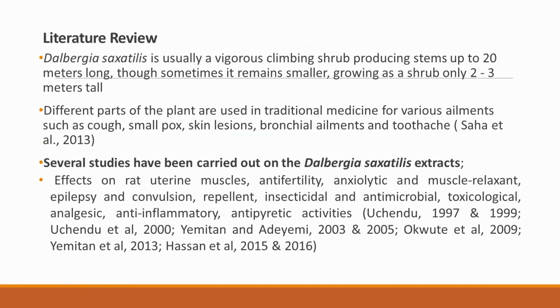Dalbergia saxatilis has been used traditionally in the treatment of many inflammatory and infectious diseases such as toothache, skin lesions, and smallpox. Research has also shown the promising effect of this plant extract on uterine smooth muscles, on epilepsy, on pain, inflammation, and pyrexia. Next slide, please.